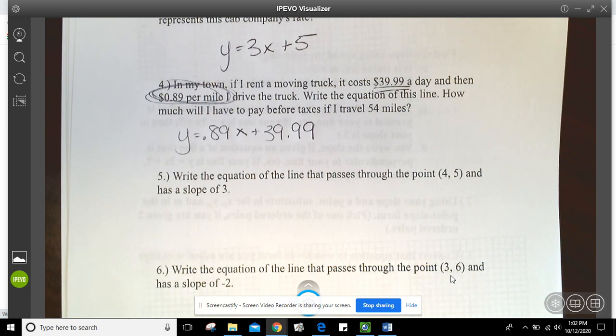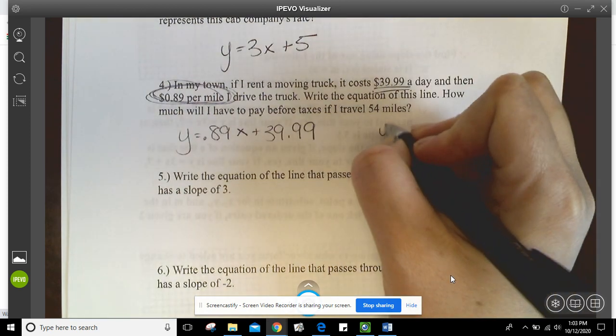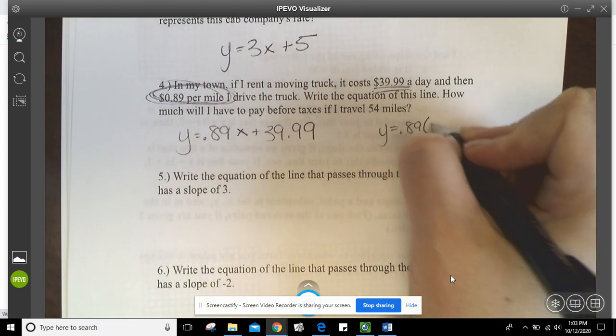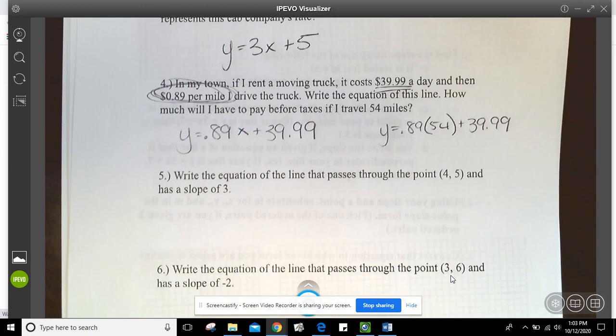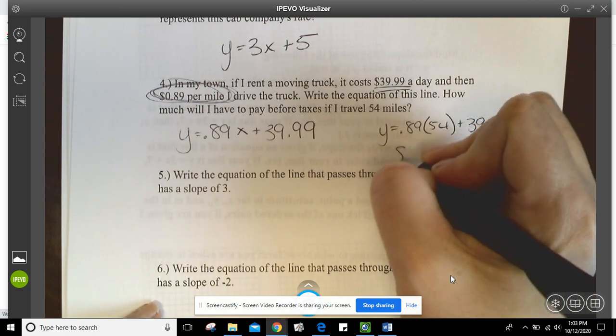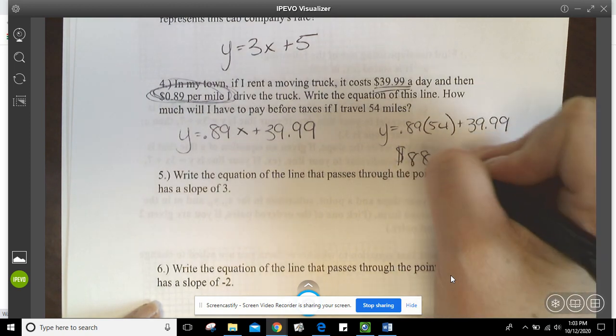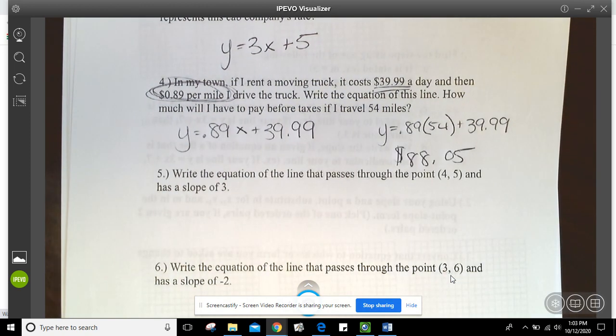And then it asks you how much will you have to pay if you travel 54 miles. So x is miles. They're just saying if you go 54 miles, how much would you be charged? So plug it into your calculator here. So you'd be charged 88.5.